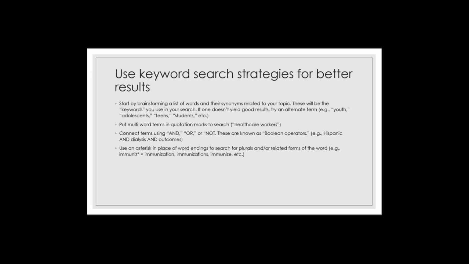Finally, if you use an asterisk in the place of word endings, you can search for plural or related forms of your search term. For example, if you use an asterisk in place of the A-T-I-O-N ending for immunization, your search would include immunize, immunization, immunizations, etc.